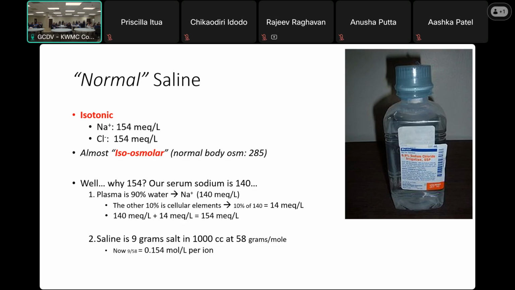So when we measure sodium at 140, that's the plasma sodium. But remember, blood also has 10% cellular elements. So 10% of 140 is 14. When you add that 14 to 140, that's where you get the 154 from. And then if you do the molecular weight, just know that sodium chloride at 58 grams per mole, you can calculate out to 154. So that's where the 154 comes from. Scientifically, it's not just a made-up number, but keep in mind that it is, a little bit.